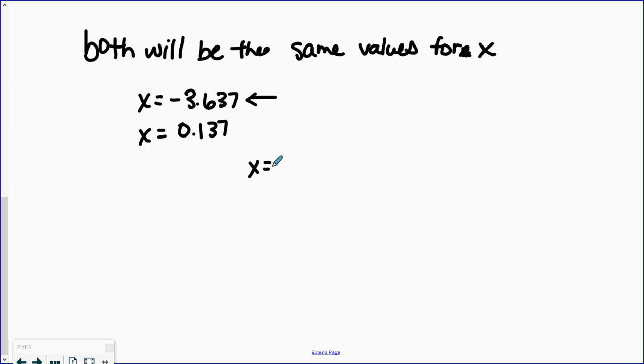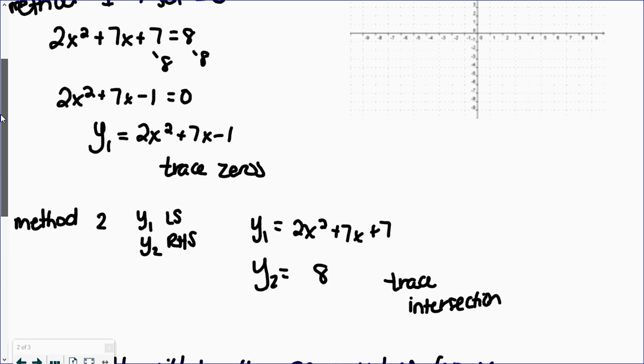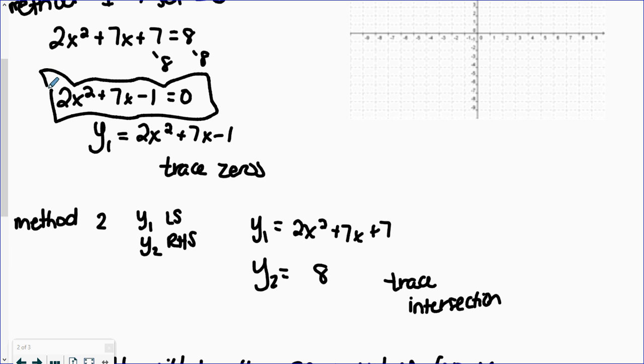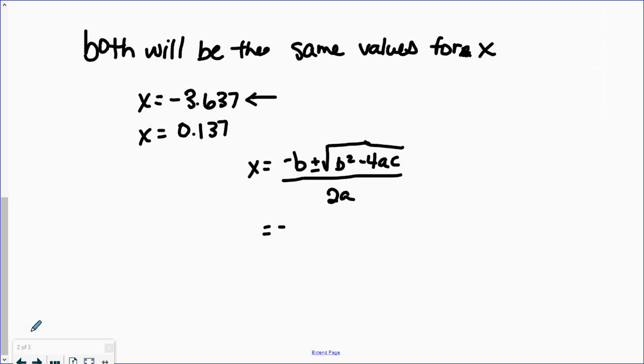So again, x equals negative b plus and minus the square root of b squared minus 4ac, divided by 2a. And so for this one, we need our standard form where we had it set equal to 0. You can't use your original equation because you need it equal to 0. So negative b would be negative 7.